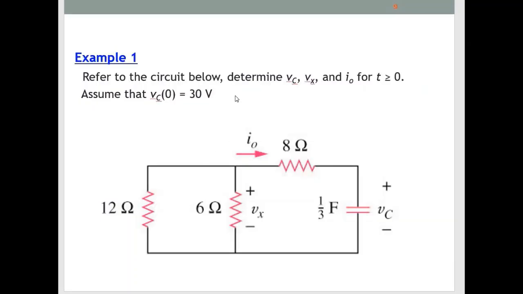Okay, let's see example 1. Refer to the circuit below. Determine VC for the capacitor, Vx, I0, and I0 for t more than or equal to 0. Assume that VC(0) is equal to 30 volts, meaning that the capacitor is initially charged at 30 volts. So here, since there is no voltage source, the capacitor works as a voltage source that supplies or operates this circuit.